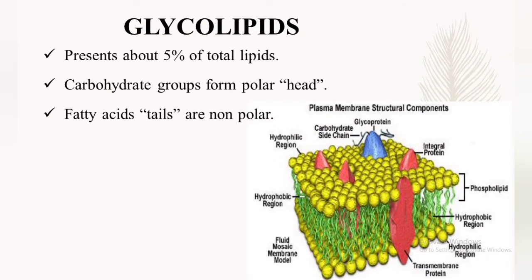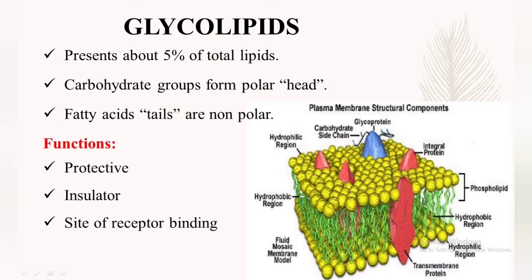And another one is glycolipids. Around 5% of total lipids is present in the cell membrane, where glycolipid means a combination of glucose and lipids. So the glucose group will form the head and the lipid group will form the tail. The head will be polar and the tail will be non-polar. As you can see in the picture here, the glycolipid is seen, meaning the portion which is above the phospholipid bilayer is the hydrophilic portion. And the functions of glycolipids are protective, insulator, and site of receptor binding.